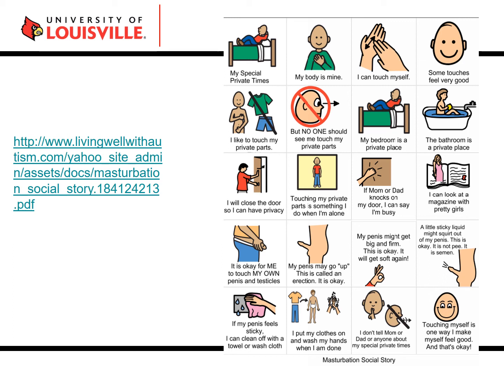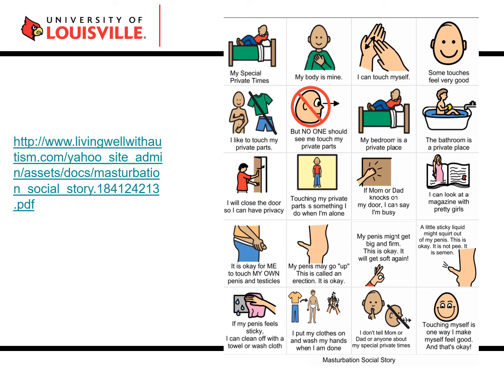Touching my private parts is something I do when I am alone. If mom or dad knocks on my door, I can say, I'm busy. I can look at a magazine with pretty girls. It is okay for me to touch my own penis and testicles. My penis may go up. This is called an erection. It is okay. My penis might get big and firm. This is okay. It will get soft again.